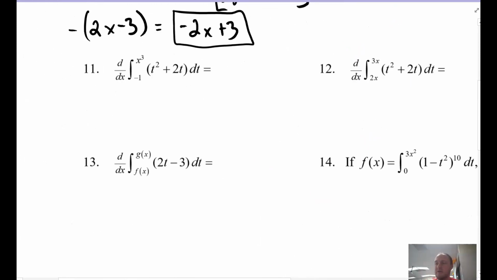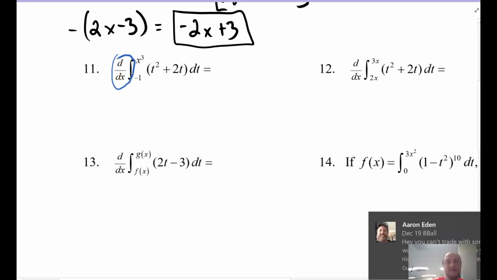Okay, and here's where you'll start to see the fundamental theorem of calculus, and this is the chain rule version of the second fundamental theorem of calculus. So I'm going to go ahead. I'm taking the derivative of an integral. Again, remember these are inverses, so stuff's going to cancel. We're just going to be left with t squared plus 2t dt.